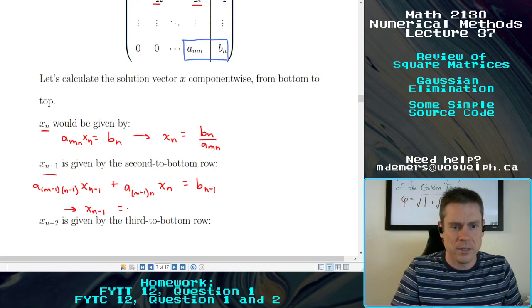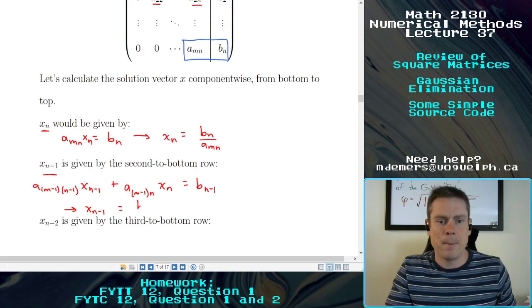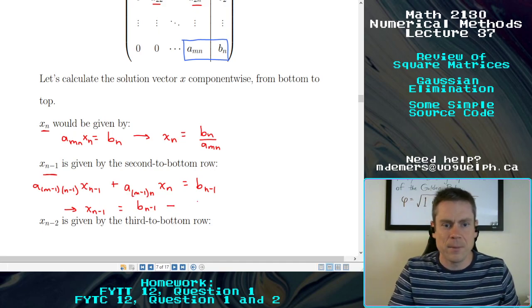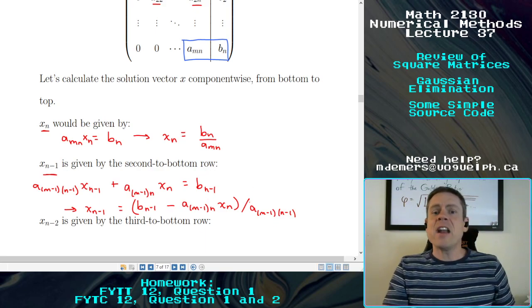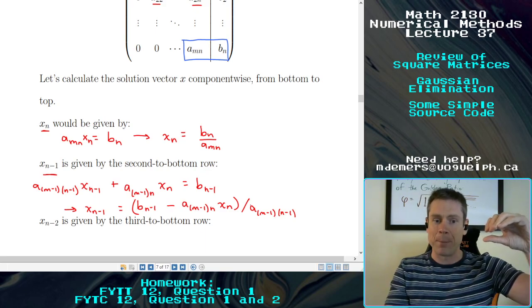Xn minus 1 is going to equal, well, we have this b(n-1), so let's use that. B(n-1). We're going to need to subtract this term right here, so minus a(m-1),n times xn. And this is going to be divided by that a(m-1),(n-1). Okay, so it's divided by that diagonal, right? a(m-1),(n-1) is the next diagonal entry up. So that's the division there.